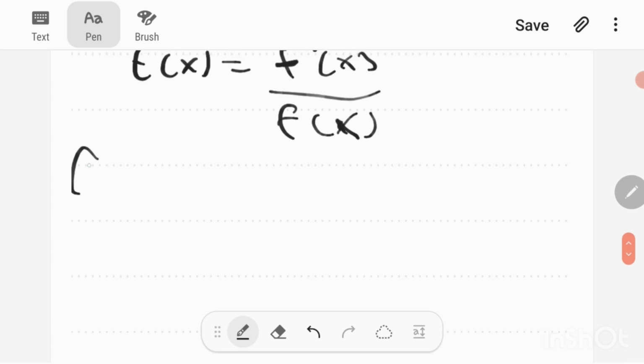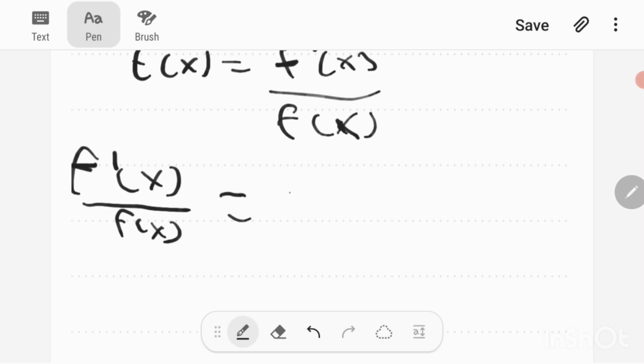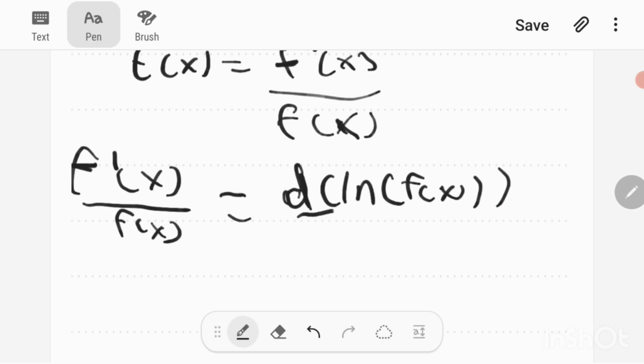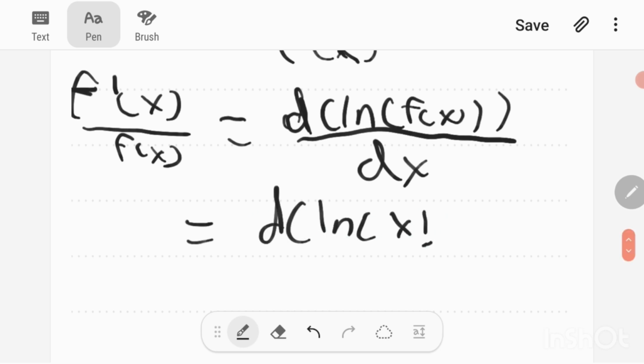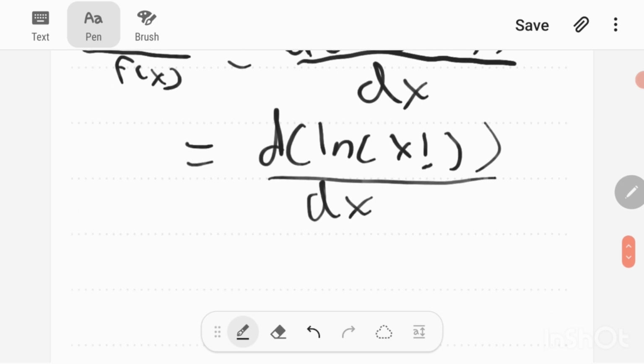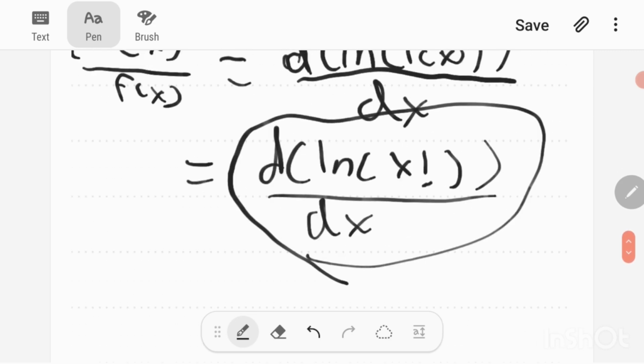So let me write that down here. f prime of x divided by f of x is equal to d of ln of f of x, divided by dx, or d ln of f of x over dx. Because if you apply the chain rule, it's 1 over f of x times f prime of x, which is exactly the quotient. And since f of x is x factorial, we're getting d ln of x factorial as t of x.